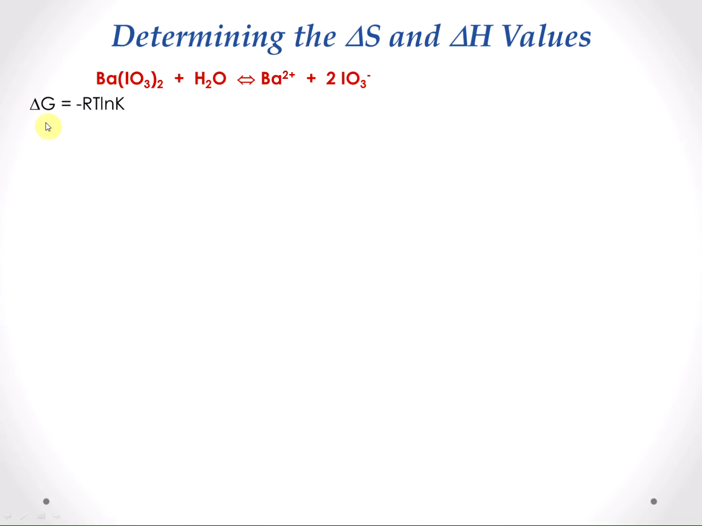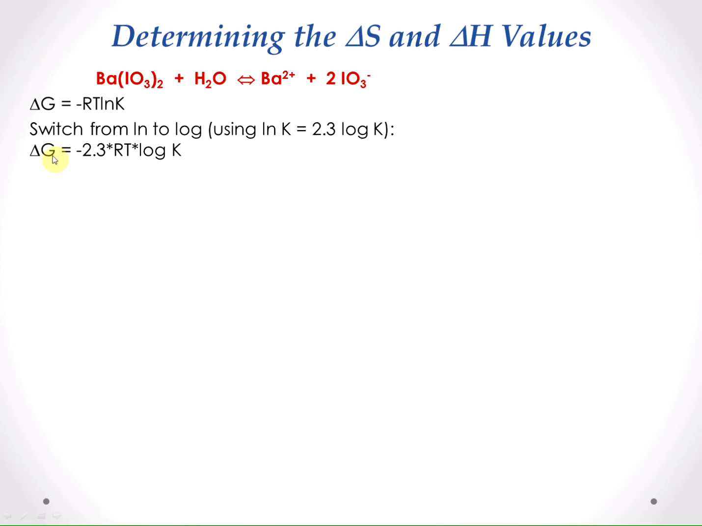One of the ways that we can calculate the delta G is using the equilibrium constant. So delta G is related to the negative RT ln of K, where R is the gas constant, T is the temperature, and K is the equilibrium constant for the reaction. In this next part, we're going to switch from the natural log to the log, using base 10. The ln of K is equivalent to 2.3 times the log of K. So we've just simply made that substitution in here.